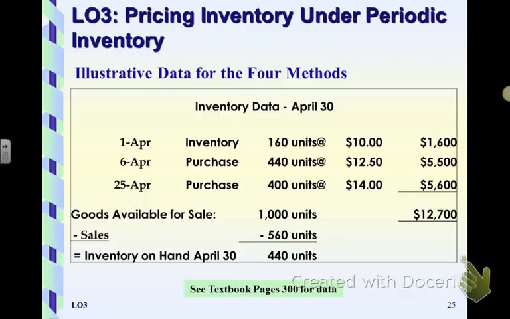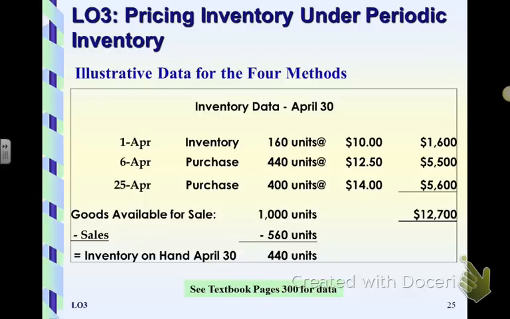All right? Then it's showing me I'm adding up my 160, 440, and 400 units to show that I have 1,000 units total goods available for sale. And the value of those 1,000 units is $12,700. My challenge is, you remember that other page where I showed you I have my goods available for sale? My challenge is to figure out how much of those goods falls into ending inventory and how much of those goods falls in cost of goods sold. So I've got to try to figure those two things out.